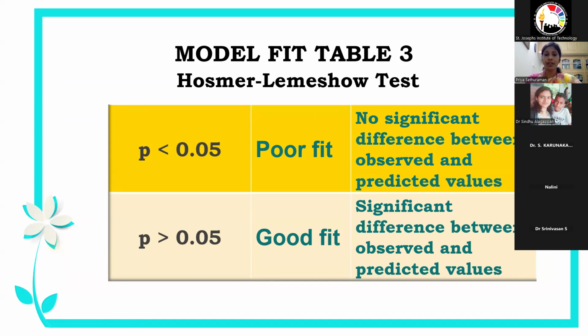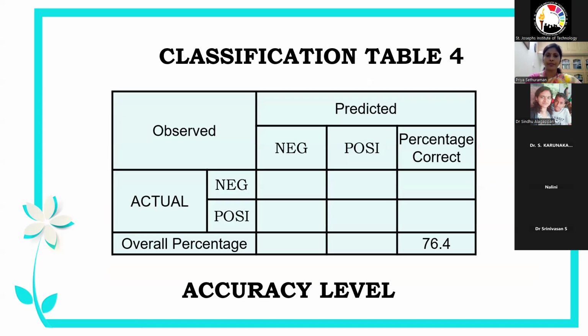Okay, so this particular test is the opposite of the earlier one, where we have to get a significance value greater than 0.05, so that it says that there is a significant difference between the observed and the predicted value. So if there is a little bit of difference, then only we have a significant difference. Otherwise, there is no significant difference. Okay, so there should be some difference.